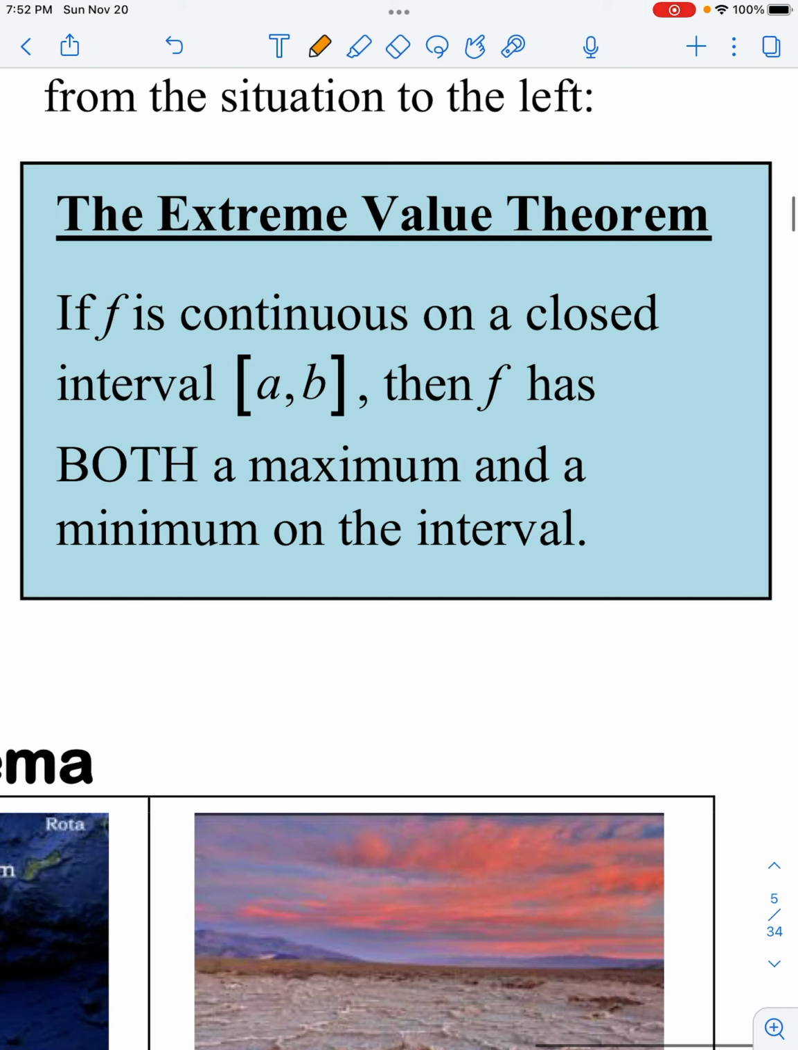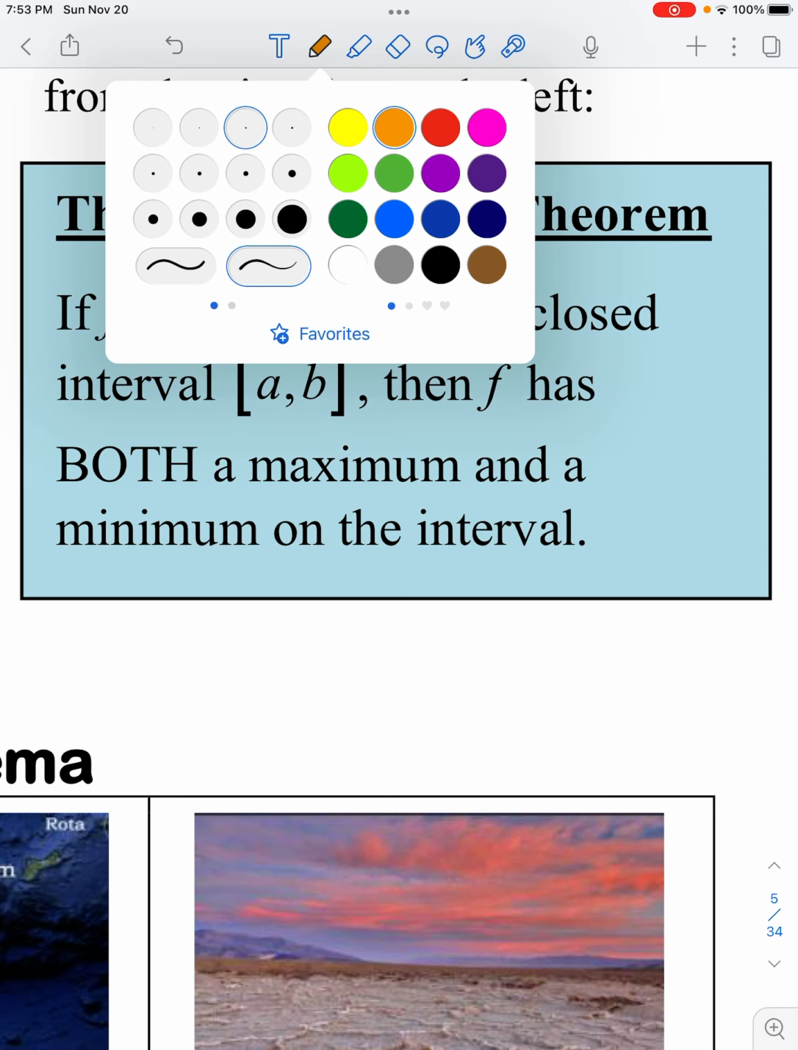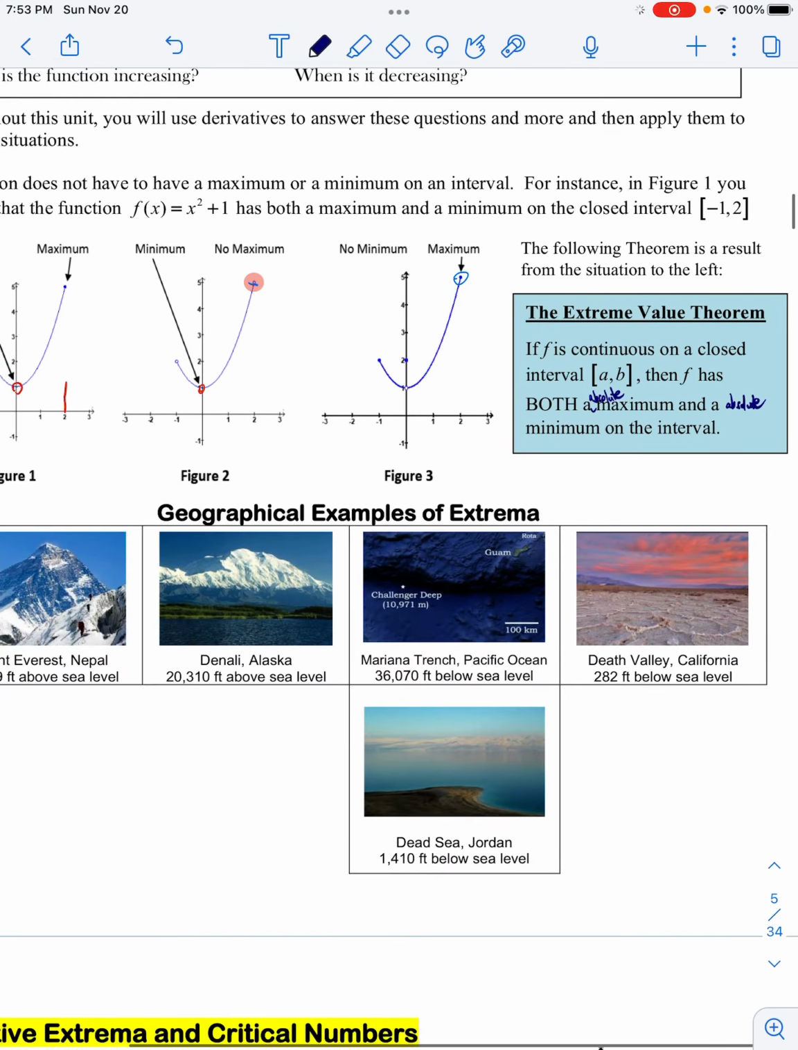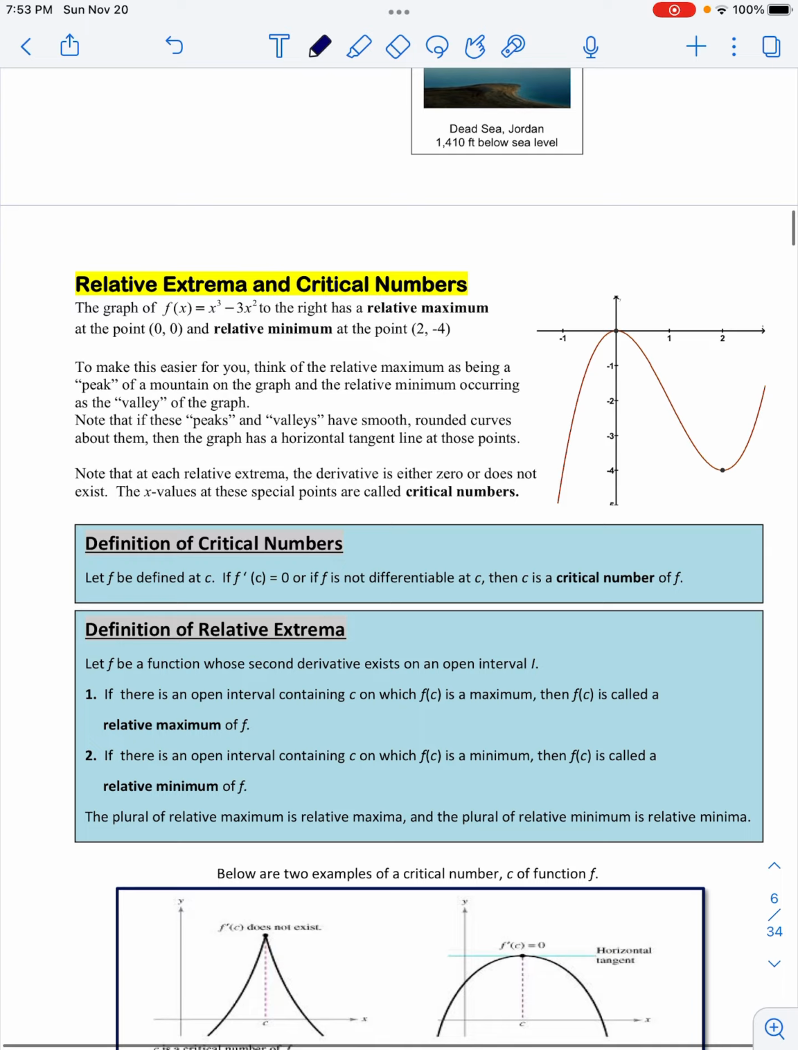This is a pink sheet right here. Extreme value theorem, okay? If f is continuous on a closed interval, then f has both a maximum, and this is absolute maximum, both an absolute, that's probably important to add actually, maximum and an absolute minimum on the interval, okay? Good stuff. How do we find them?